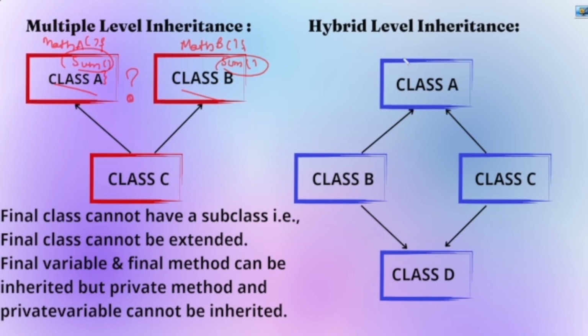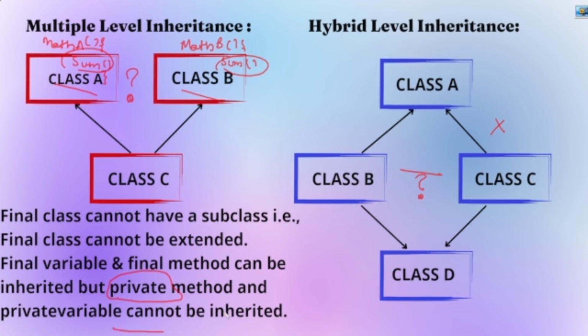Same here with the hybrid inheritance as well. So class A can inherit multiple classes like this, but from the multiple classes you cannot inherit the one class. So again, one ambiguity condition will be faced here. So this inheritance is also not possible. And there are other reasons as well. The first reason is that a final class cannot have subclasses. A final class cannot be extended. Final variables and final methods can be inherited, but private methods cannot be inherited. Private variables cannot be inherited.